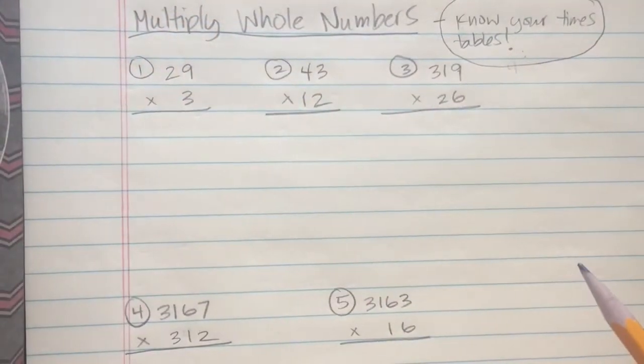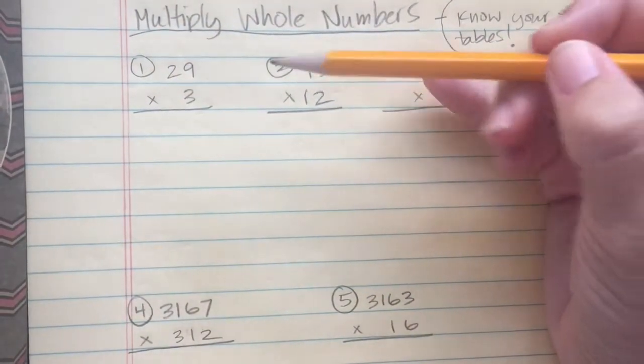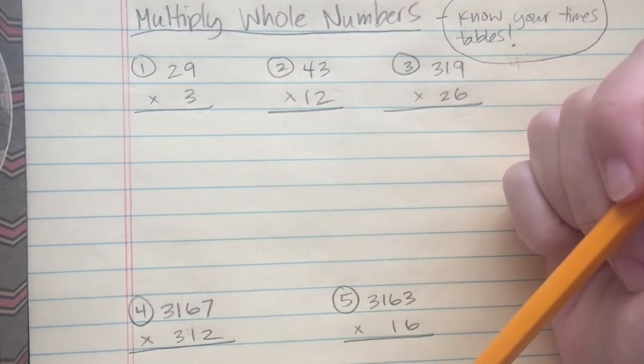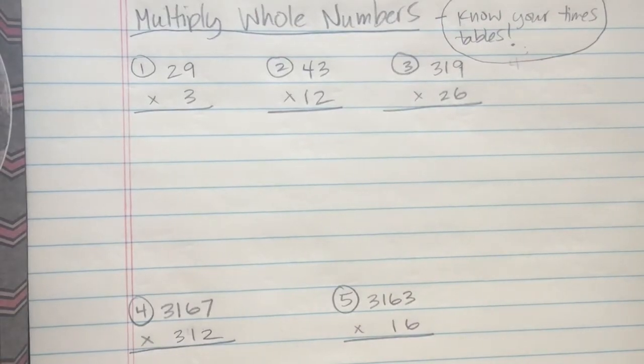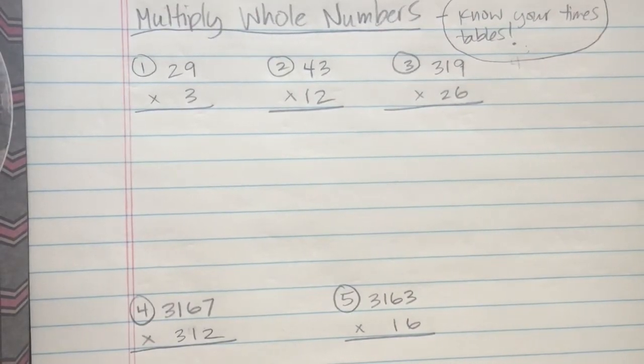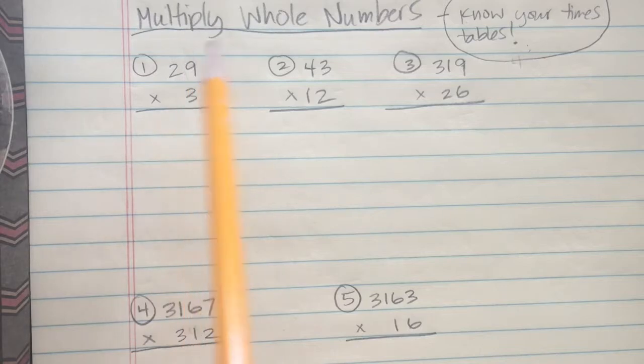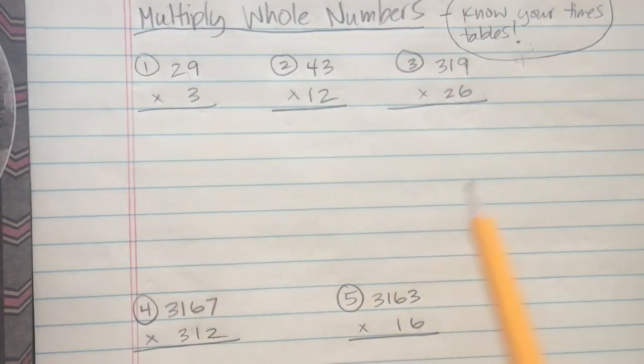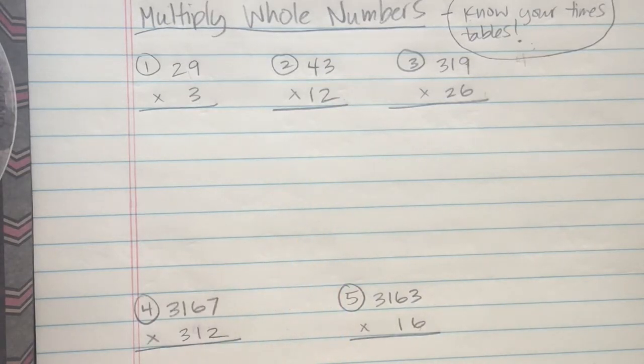Okay, so let's talk about multiplying whole numbers. When you're multiplying whole numbers, kind of like when you're adding and subtracting, you want to make sure your digits are flushed to the right, okay? So before we get started, go ahead and pause the video, and you can write down these 1, 2, 3, 4, 5 problems. And make sure you give yourself plenty of space underneath them because we're going to need some room, okay?